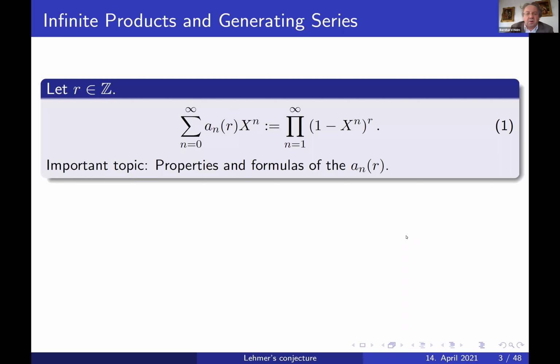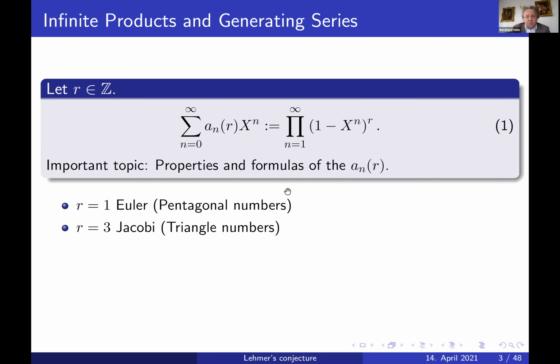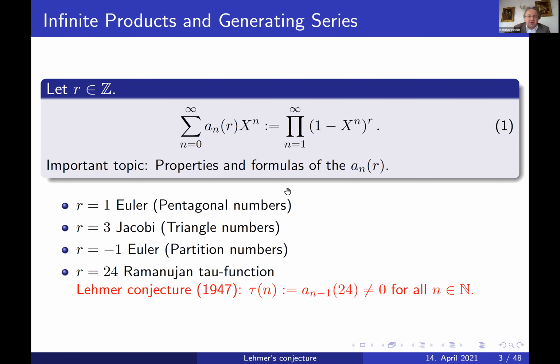Okay, so the basic object is an infinite product, and we are interested in the coefficients. You can see this from a combinatorial viewpoint, but also see this more or less as the Dedekind eta function to some power r. And this is very classical. Euler looked at the power of 1, and you know all these formulas with the pentagonal numbers, then the power of 3, and the power of -1. Of course, everyone knows these are the partition numbers which appear, and the Lehmer conjecture is about the power 24, about the non-vanishing of the coefficients.